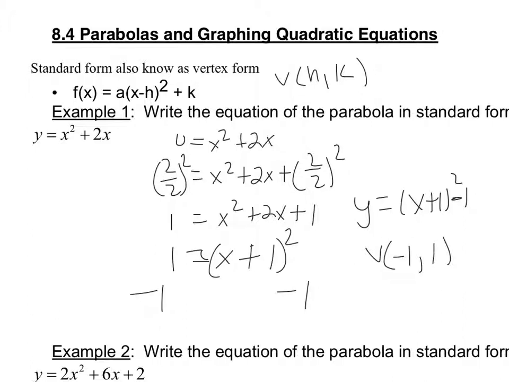Tricky part here. See how this is minus h? And it's a plus here, that means it's a negative. The h is always the opposite, the k is what it is, okay? Oh, so it should be negative 1, negative 1. My fault. Alright, let's keep going.